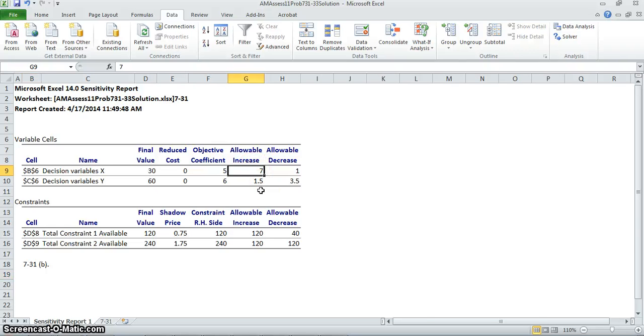A per unit profit of 8 would represent only an increase of 3 from the current objective coefficient, which is 5. Since 8 is within the allowable increase, the optimal solution would not change. What that means is that we would still, in the optimal solution, produce final values of 30 for X and 70 for Y. So the optimal solution would not be affected.